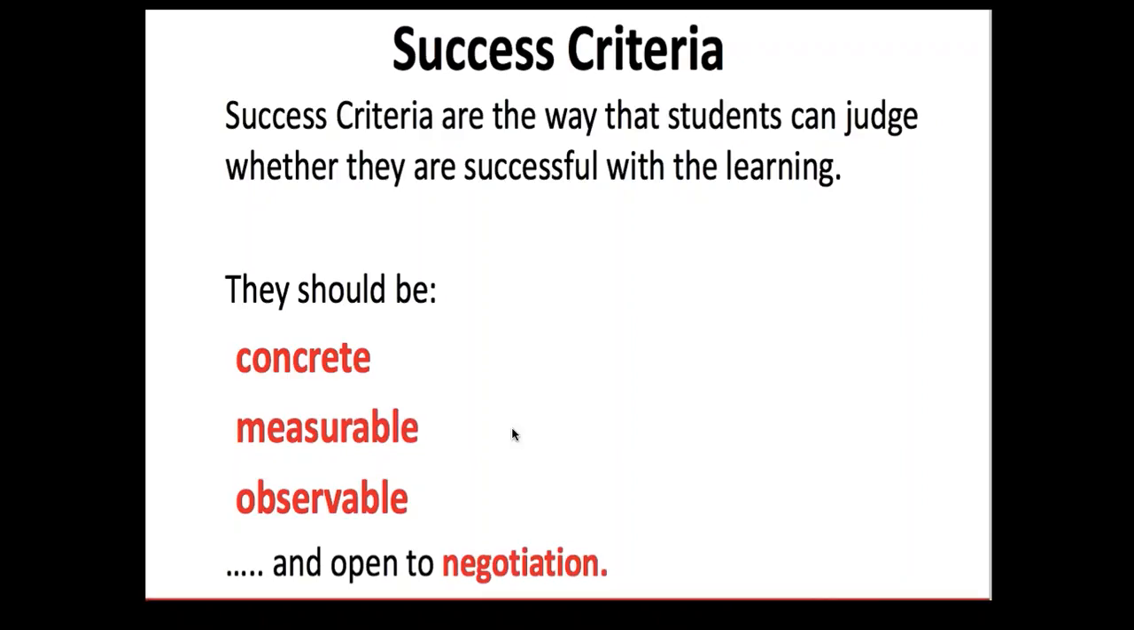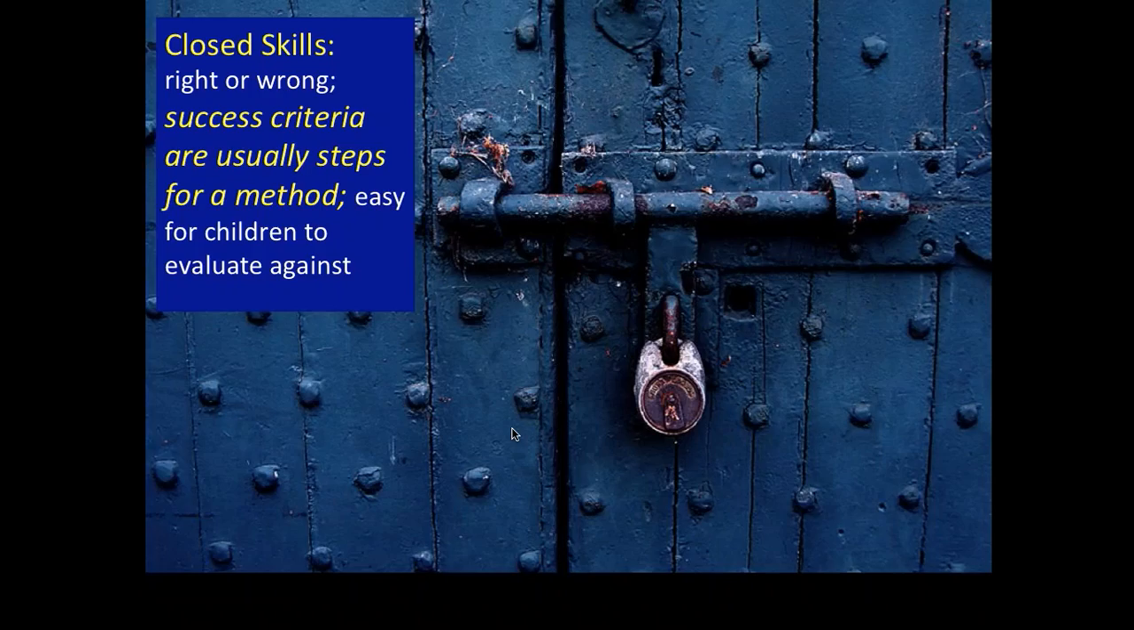I also want to talk about ones that are up for negotiation. There are two kinds of success criteria. There's closed skills, right or wrong. There are five steps in the scientific method. There are three main parts of an animal cell. Five times six rarely equals anything other than 30. Those are easy if we provide them to students for them to monitor themselves against. They can count, they can measure those quantitative pieces.